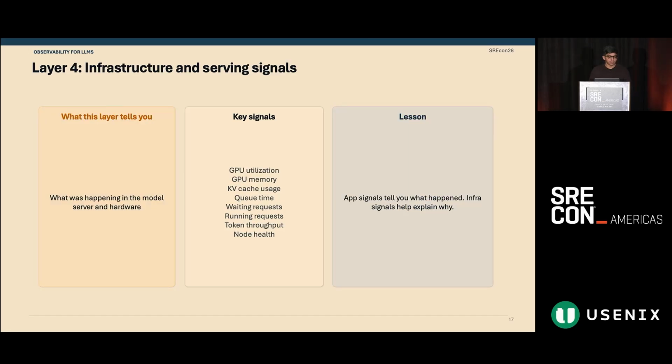So those could also be the reasons for a bad output. The last layer is infrastructure and serving signals. The key signals for this layer focus on resource and node server metrics, for instance GPU utilization, GPU memory, KV cache usage, queue time, waiting requests, running requests, and node health. A lot of times user experience signals will give us what the user actually experienced. However, they might not show why it really happened. And this is where these signals help in figuring out what actually happened and what might have caused that.